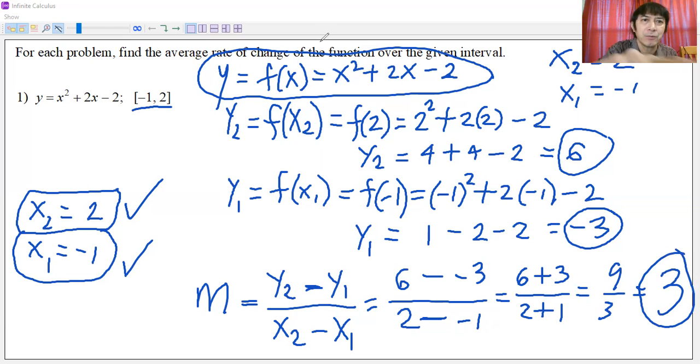So we shall verify the answer. There's the answer, m is equal to 3. I hope you were able to follow the way to do it. This is the first number. Let's continue with the next.